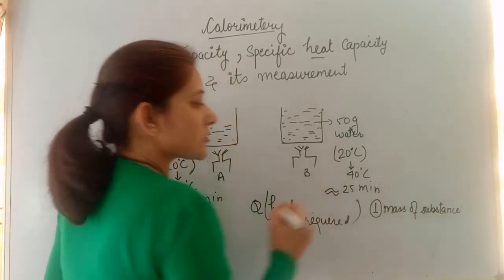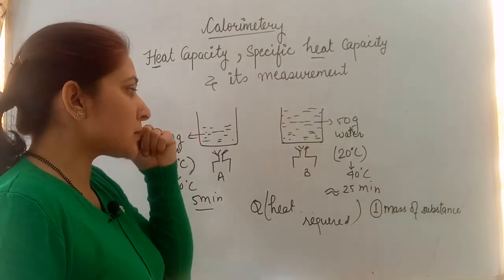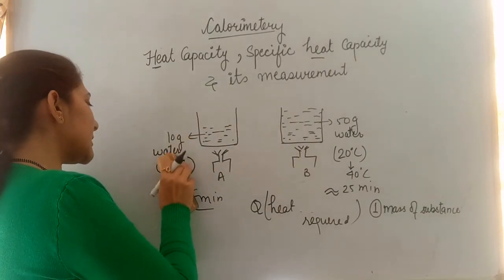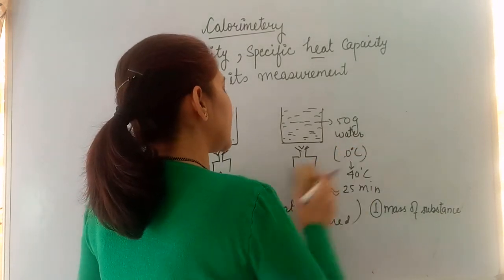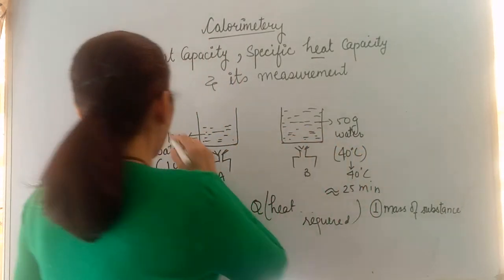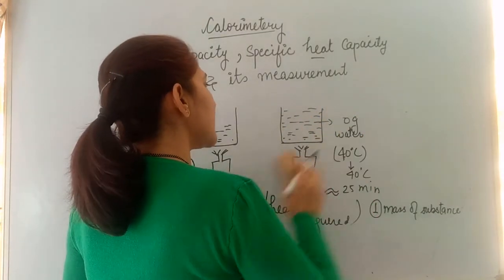This is my first factor. Now let's talk about the second factor in the same example. Suppose this water is at 10 degrees Celsius and this water is at 40 degrees Celsius. The amount of water is the same now. Here it is 40 grams and here also it is 40 grams.